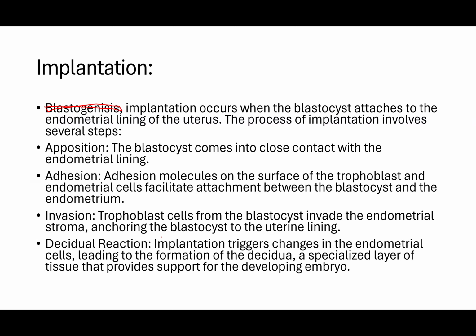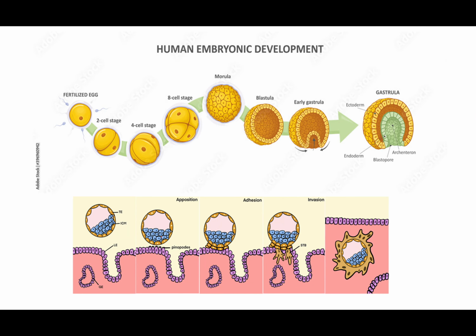And then we have decidual reaction. Implantation triggers changes in endometrial cells, leading to the formation of a decidua, a specialized layer of cells or tissue that provides support for the developing cells. And it is this decidua which we will look at developing into our amnion or our placenta, right? So that's implantation. This is what is happening there.